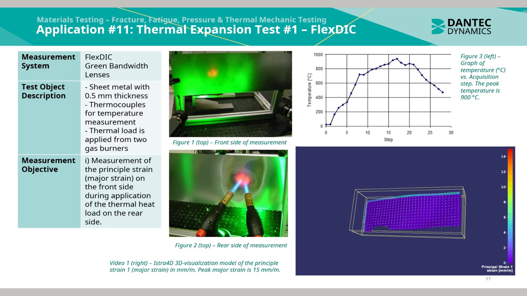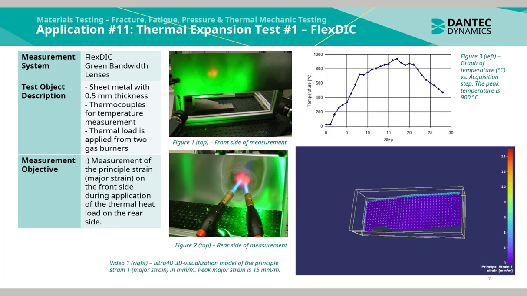Thermocouples were used for temperature measurement and the DIC system measured the front side of the sample. The measurement objective was to measure the principal strain on the front side during application of the thermal load on the rear side of the sample.